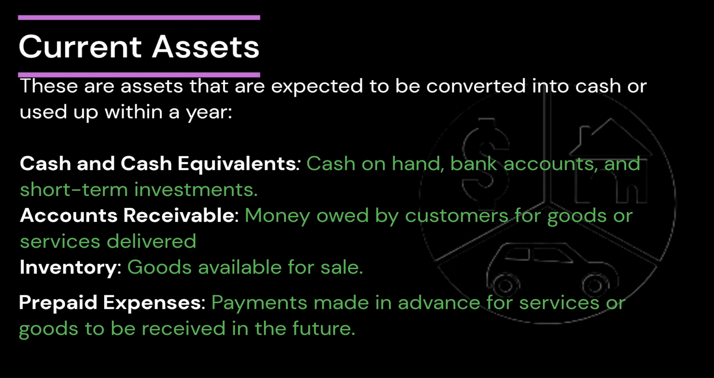Next is accounts receivable. If you deal in goods or services in your business, the money you receive from your debtors is accounts receivable in the future. Inventory, which is also known as stock. Prepaid expenses, if somebody makes payment in advance for services or goods. For example, telecom companies: you pay first, then enjoy the recharge services in the future.